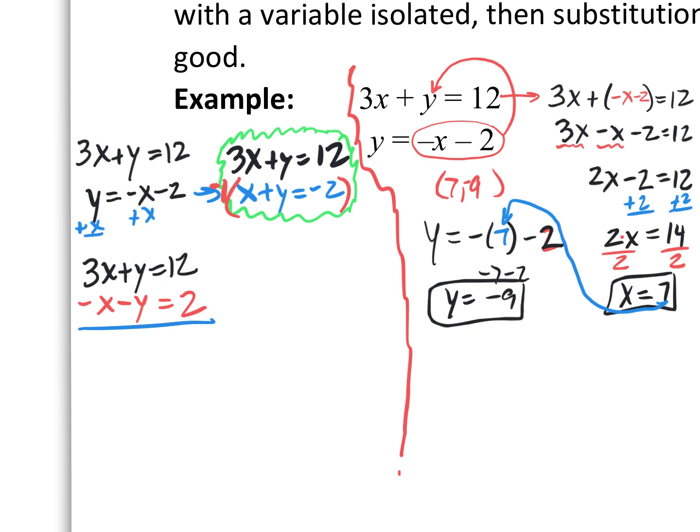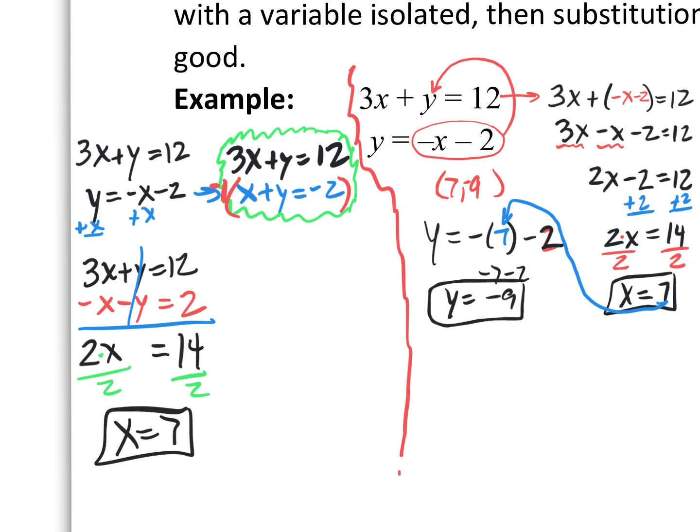When you combine, 3 take away 1, that is a 2x. And of course, the positive y and the negative y, those eliminate. What do we have left? We have the 12 plus 2, which is 14. So we have equals 14, and this is a simple one-step equation. It really says 2 times x equals 14. So divide by 2. We do to one side, do to the other. Divide by 2. X equals 7. That is one answer. We still need the other answer.